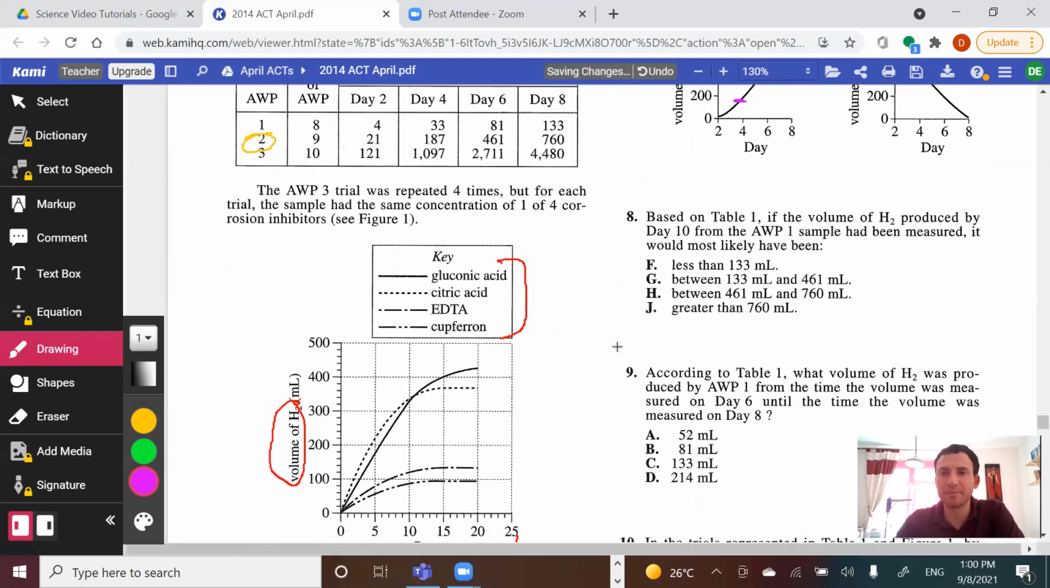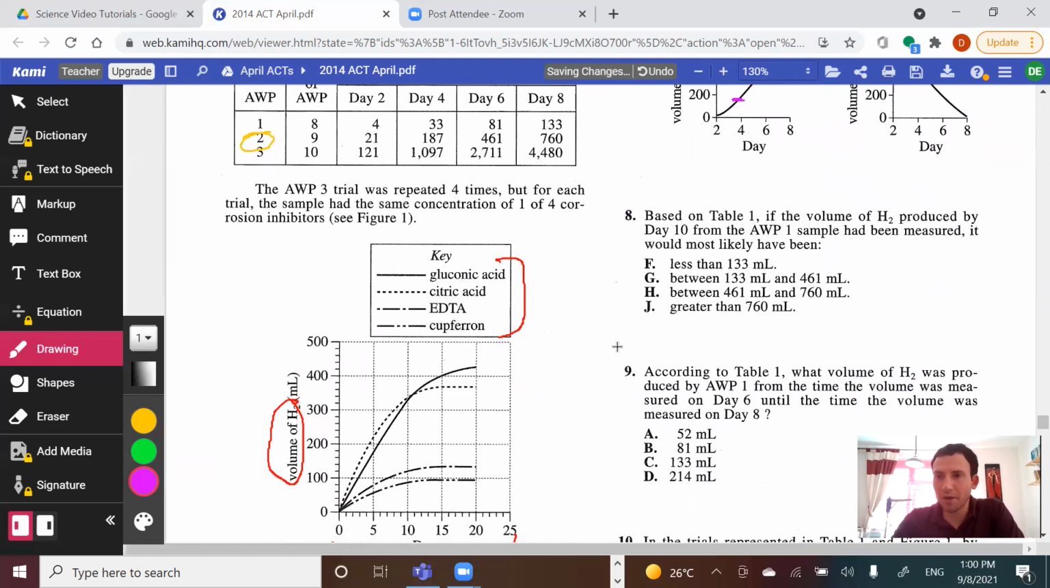Okay, 8. Based on table 1, if the volume of H2 produced by day 10 from the AWP1 sample had been measured, it would most likely, okay, so again, this is a most likely question, meaning that they didn't actually measure day 10. If you look at table 1, we only go up to day 8. We don't have a day 10. But they want us to make an inference. This is a data inference question. So for AWP1, what would our output have been if our input was day 10?